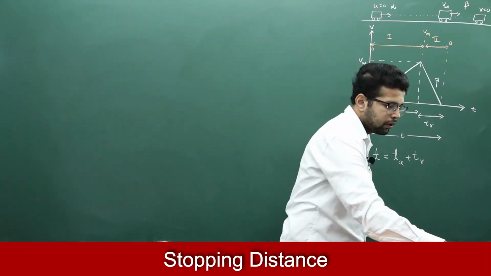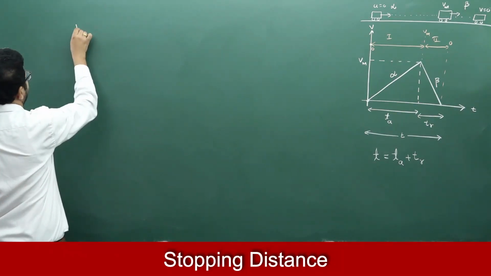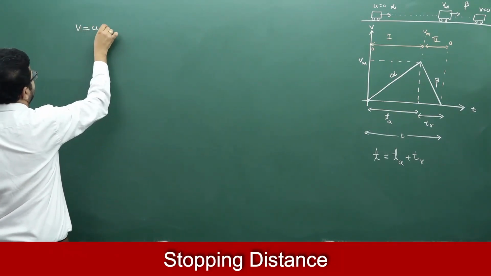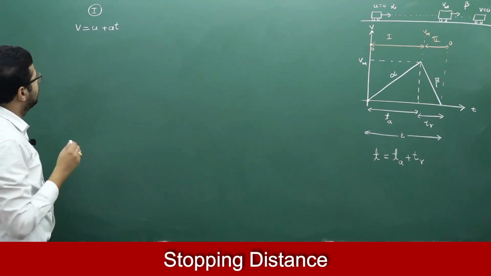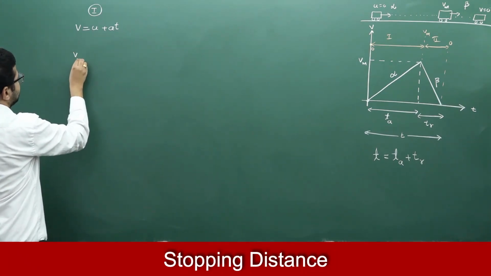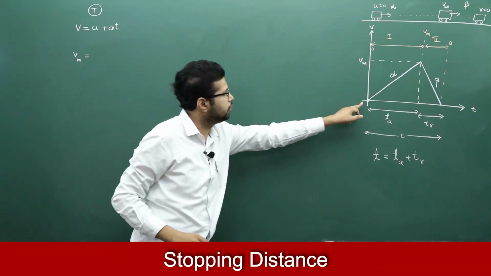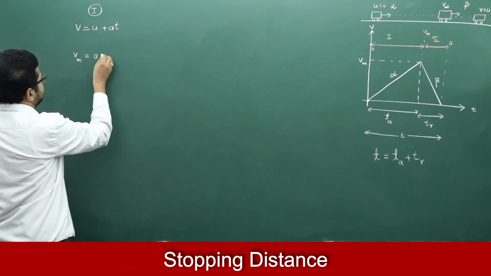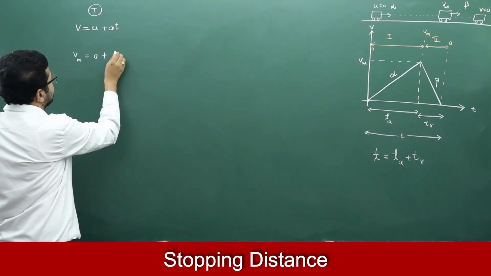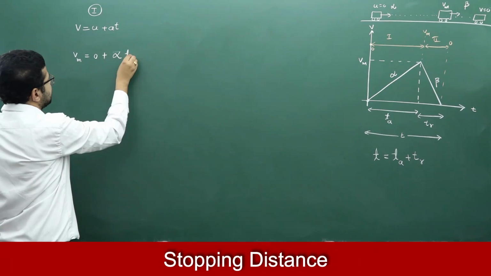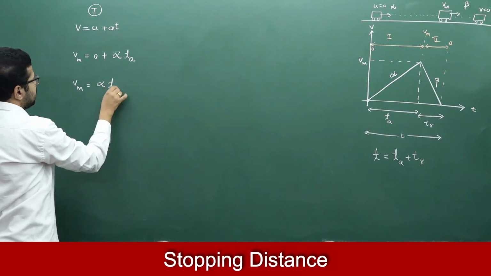Now what we will do? We will apply the equation v equals u plus at to process number 1. What is the final velocity? Final velocity is Vm, maximum speed. What is the initial velocity? Initial velocity in process number 1 is 0, it starts from 0, plus what is the acceleration? Acceleration is alpha into what is the time of acceleration? Time of acceleration is Ta. So V maximum is equal to acceleration into time of acceleration.